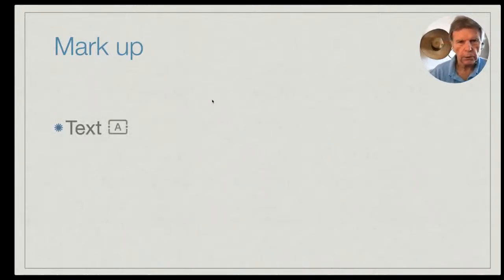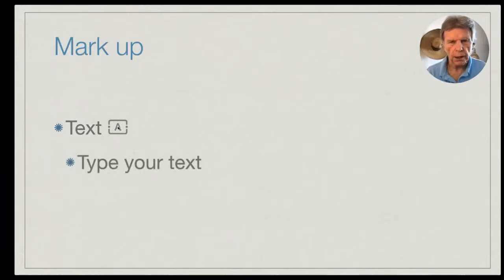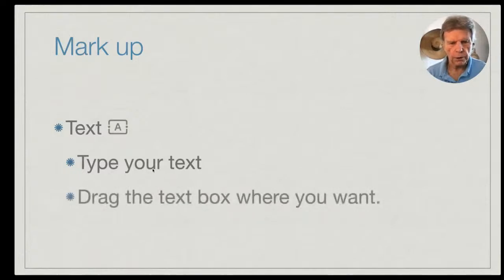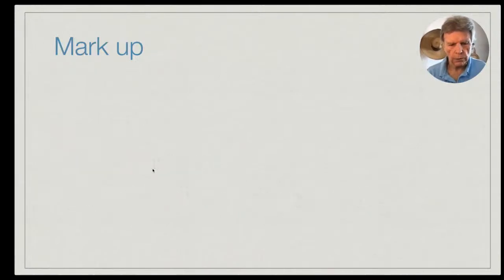So text. Of course, many times you want to annotate a document with additional text, and the icon is going to look similar to this. So you just type your text in, it's going to come up with the word text, and you just double click on that and start typing to put in your text, and then you can drag the box wherever you want. So let's check that out.